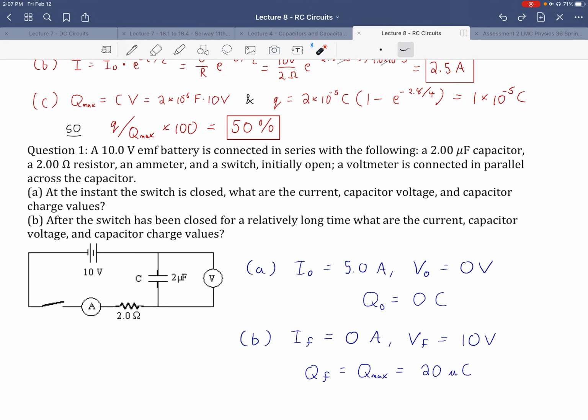Well, okay, once it's fully charged, there's no more current. The current has stopped flowing. The capacitor has caused it to stop. The voltage across the capacitor when it's fully charged is equal to the voltage of the battery. It's 10 volts. And the charge on the capacitor is the maximum charge it can hold, which is 20 microcoulombs for this particular circuit. Okay?